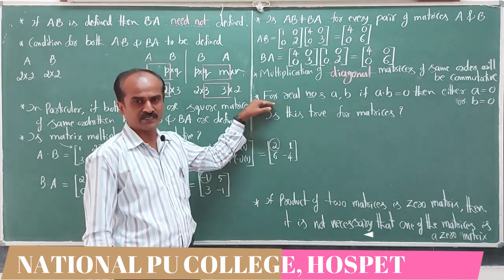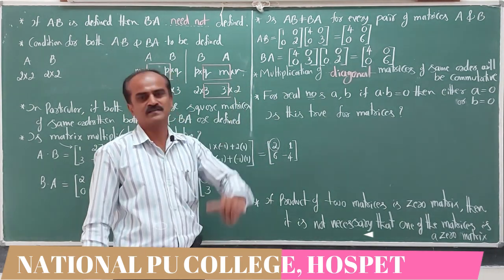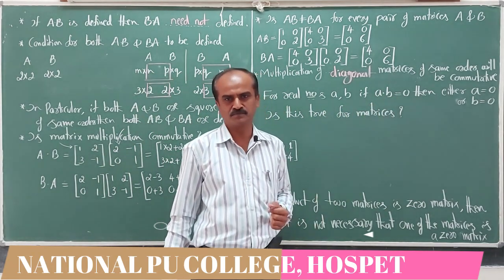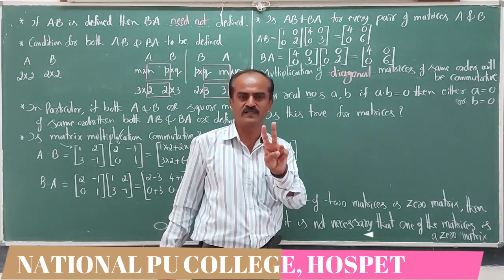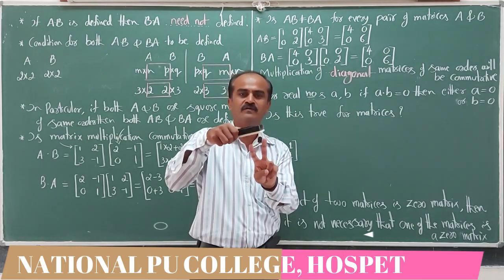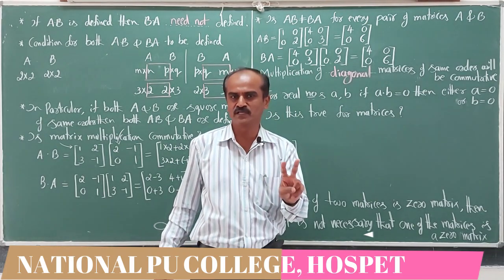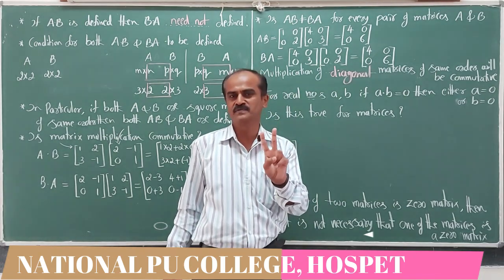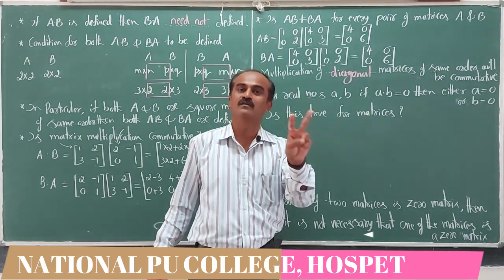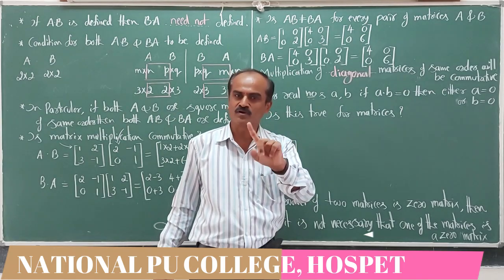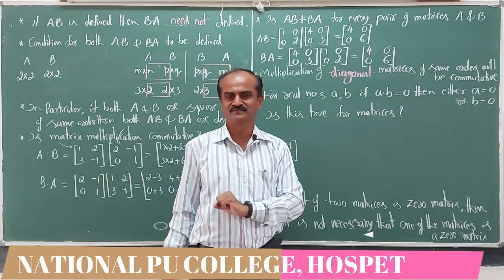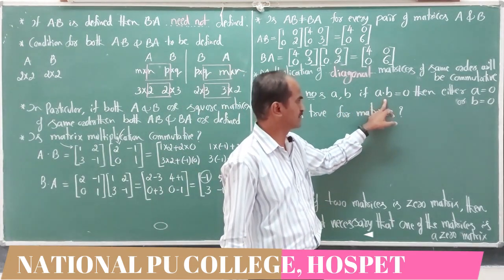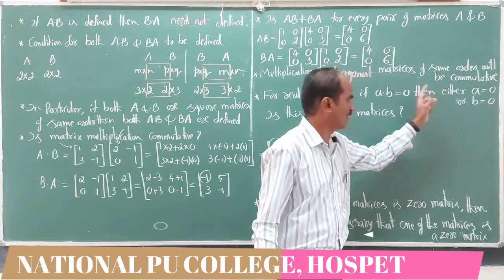With respect to real numbers, this is a well-known equation to everybody. If the product of two real numbers is 0, it means any one of these two must be 0. Then only the product can be equal to 0. Either A must be 0 or B must be 0. If both A and B are non-zero real numbers, their product cannot be equal to 0. That is what is written here. For real numbers A, B, if A into B is 0, then either A is 0 or B is 0.